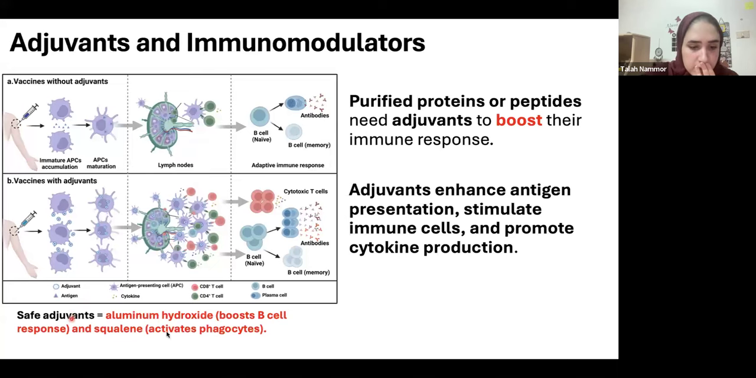We have two examples, aluminum hydroxide and squalene. Aluminum hydroxide usually boosts the B cell response, so if you add it, it's going to boost the B cell. Squalene is going to activate phagocytes. I don't know if you really need to know the details, but just keep that in mind, okay?